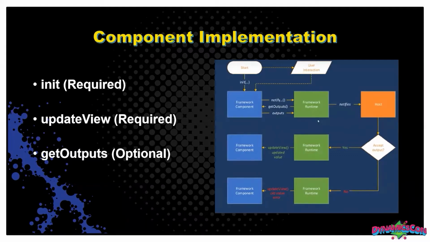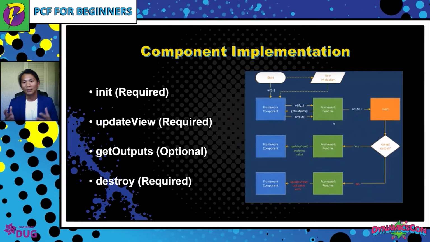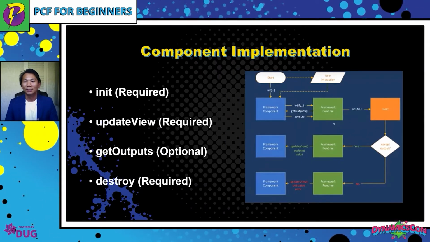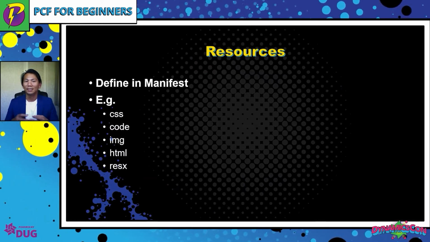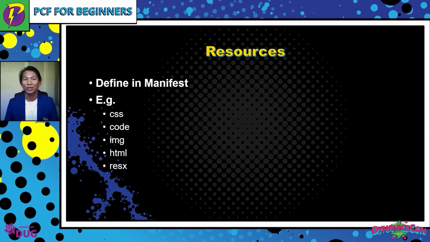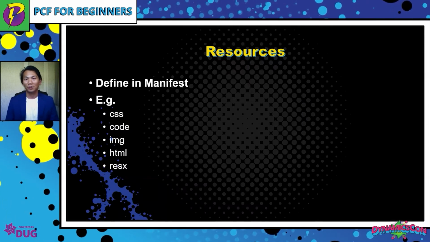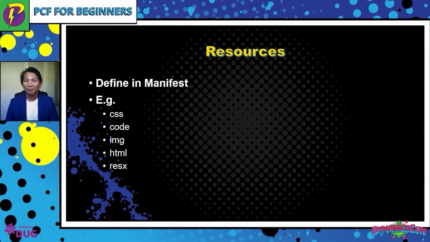And the last one is the destroy. This method is invoked when the component is removed from the DOM tree. So this is your chance to clean up and release all the memory that the component is using. And there are also the resources, which you define in the manifest file: the CSS, the code, the image, HTML, and other translation resx files.